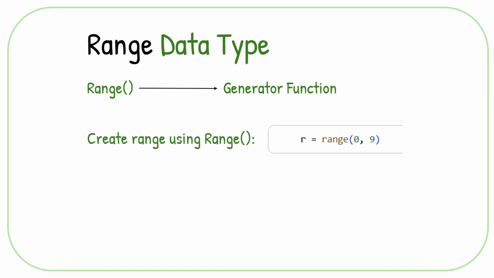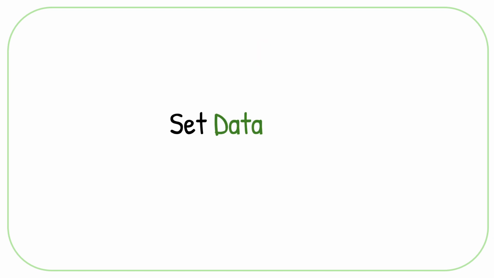Range is a function that generates a sequence of numbers and returns them to an object. So range is also called a generator function. Here the range object R is created with the numbers from 0 to 9. Now we will be learning about the set data types.